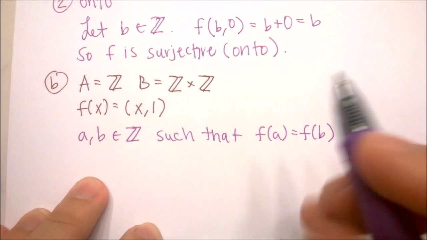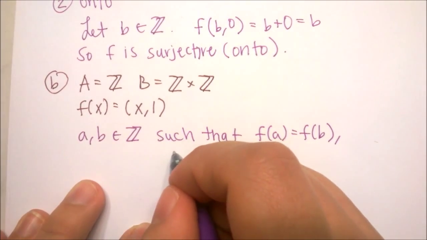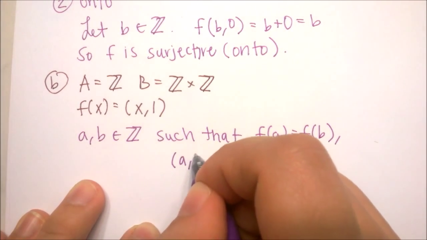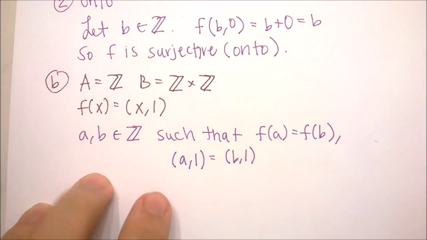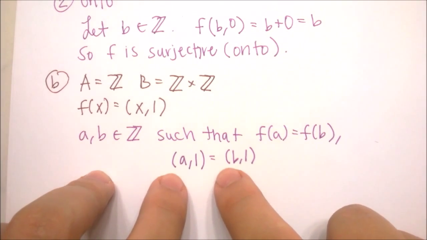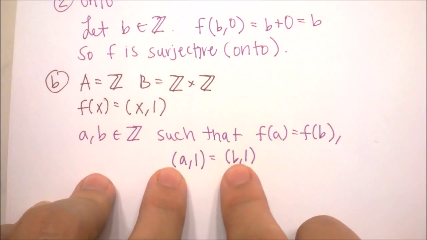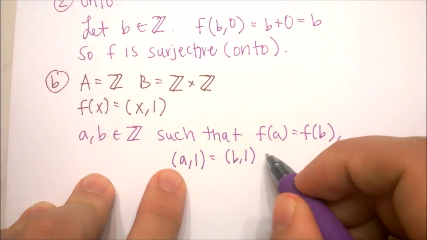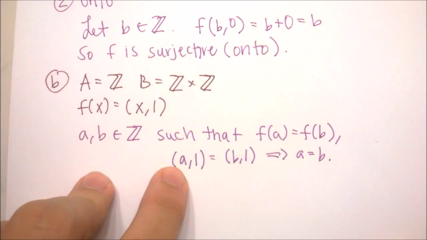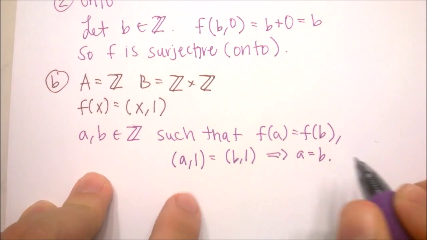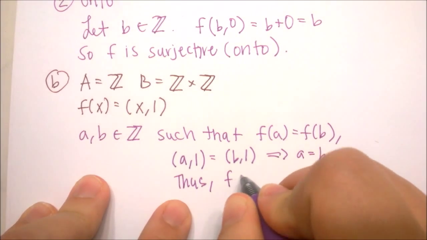So by definition of f here, here's the definition. We have a comma 1 equals b comma 1. And since in ordered pairs, the corresponding coordinates are equal to each other, so 1 equals 1 and a equals b. So this implies a equals b. Thus, f is 1 to 1.